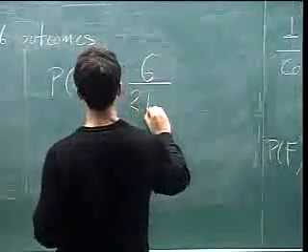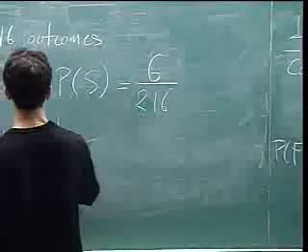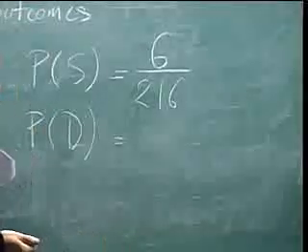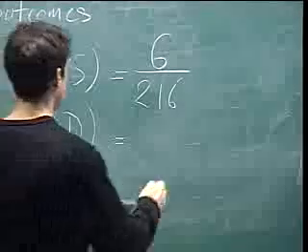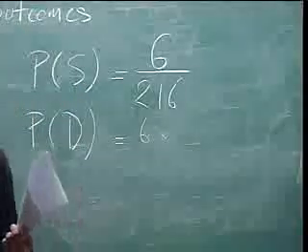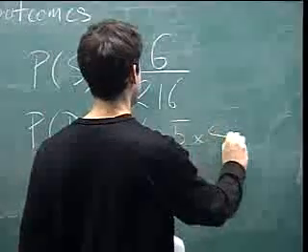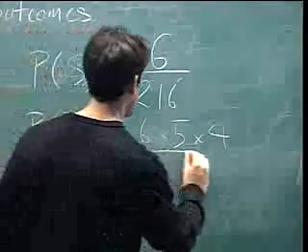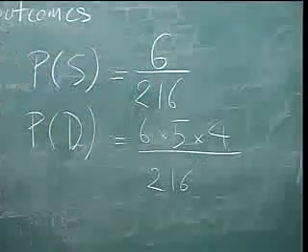So we would get 6 over 216. And now let's calculate the probability of D. Well, how can that happen? Well, you have 3 choices. The first one can be anything. It's arbitrary. But the second one has to be different than the first one. So now you have 5 choices instead of 6. And then the third one has to be different from the other 2. So now you have 4 choices. So it would just be 6 times 5 times 4, again divided by 216.